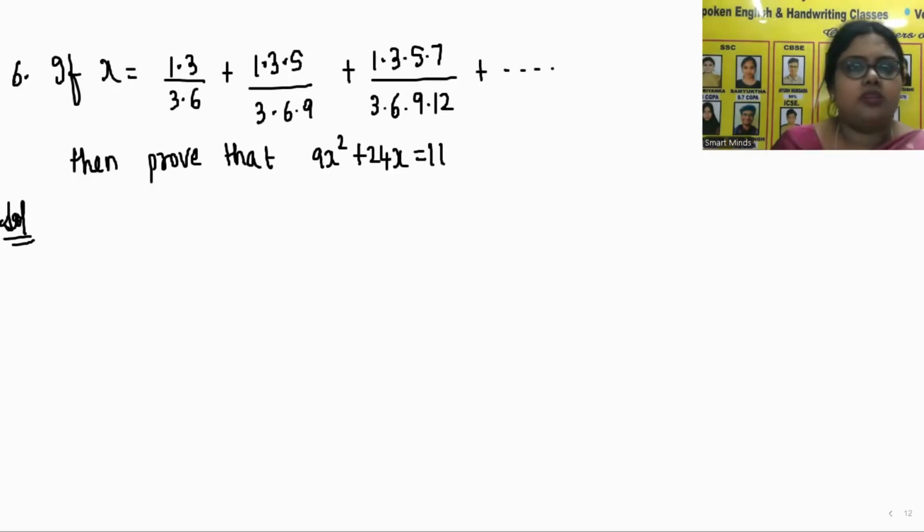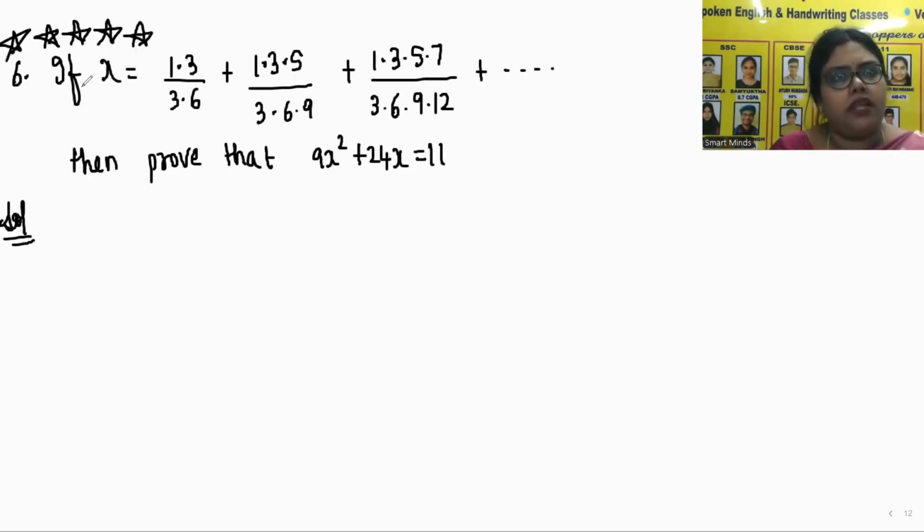Now take this question. This question is very, very important. It has appeared nearly 7 to 8 times in boards. And this year also, this question came in the March paper, regular paper, TS March 25. So first let us see how to proceed.